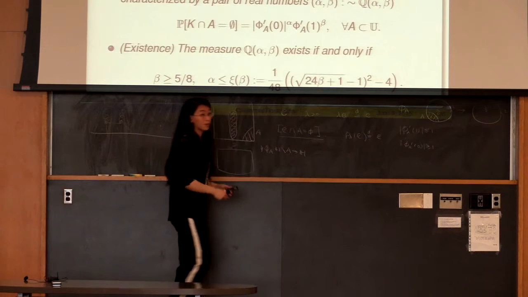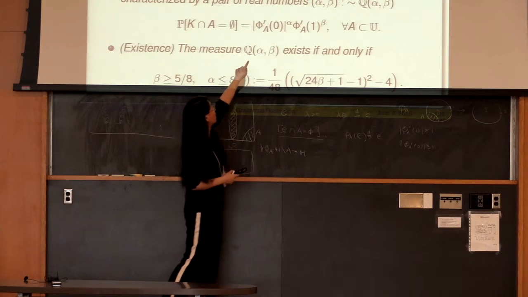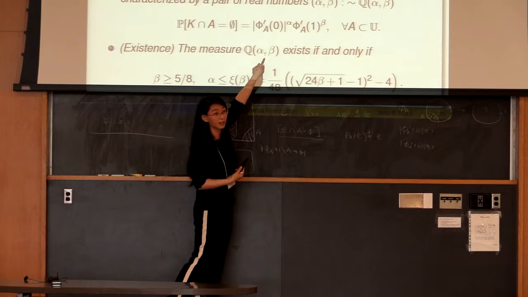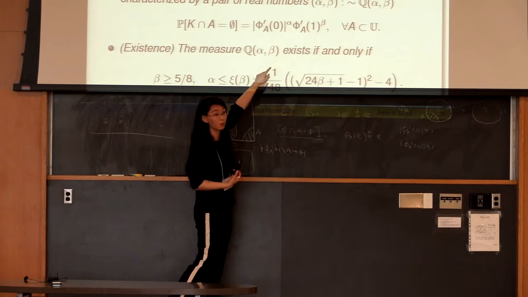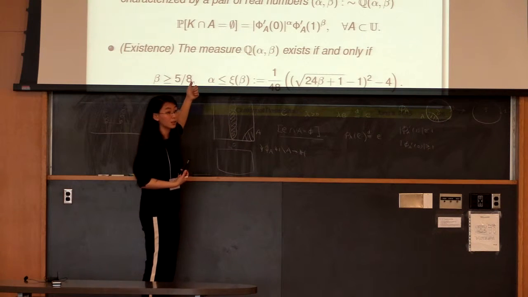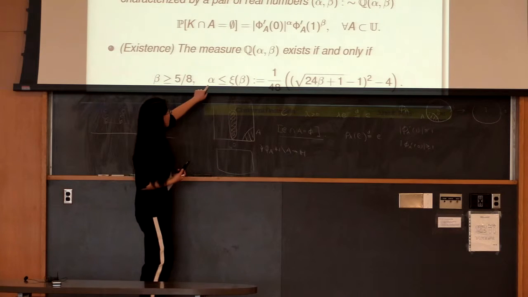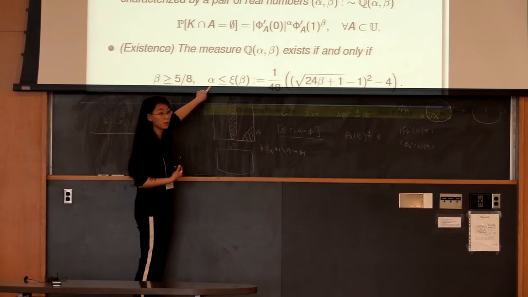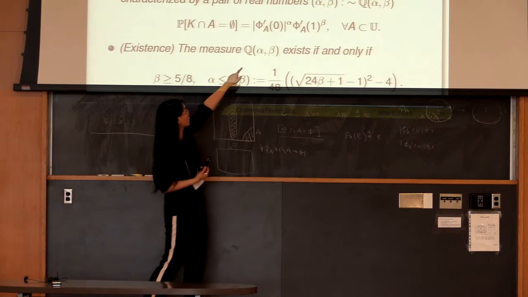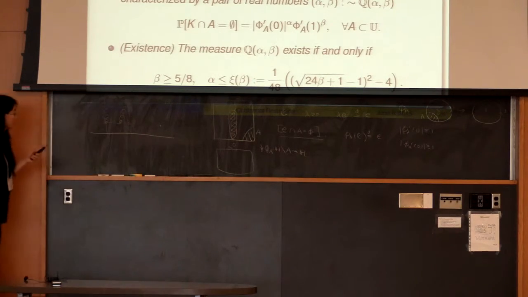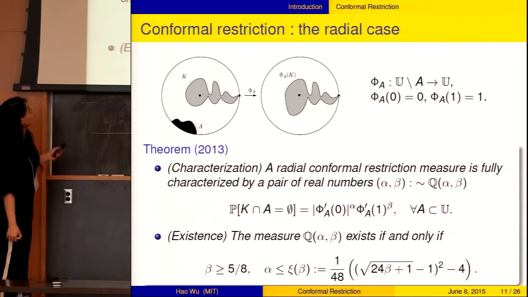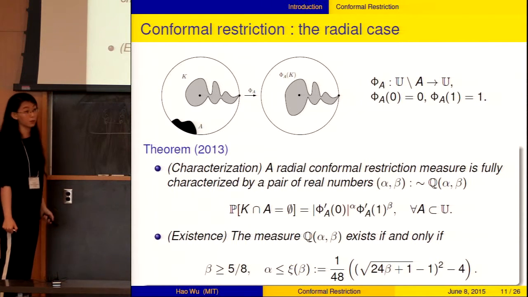So, of course, it is impossible to have all combinations on the right-hand side here, because if alpha is very large and beta is very small, then the right-hand side will be greater than 1, which can't be a probability. So, of course, we should have some restriction on alpha. So this tells us why we have the upper bound for alpha. Alpha can't be too large. If it is very large, the right-hand side will be greater than 1. Okay, so this is the full characterization of radial conformal restriction measures.